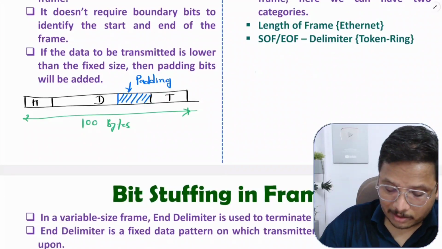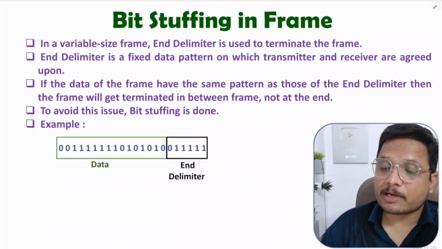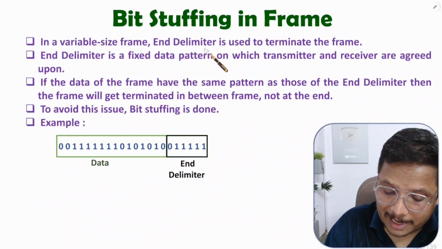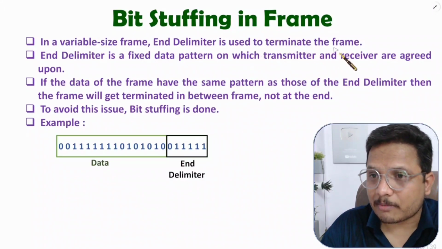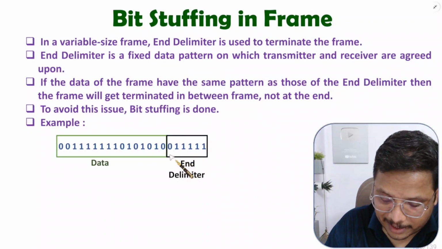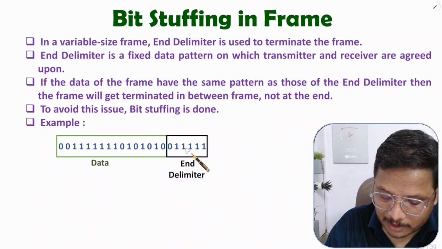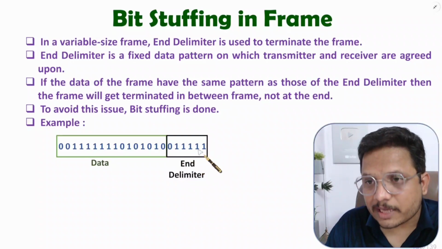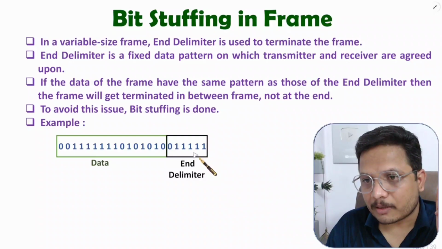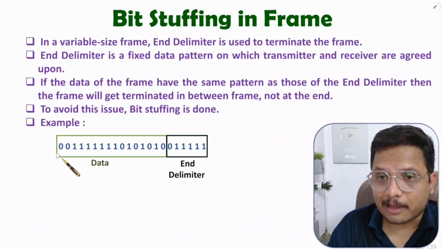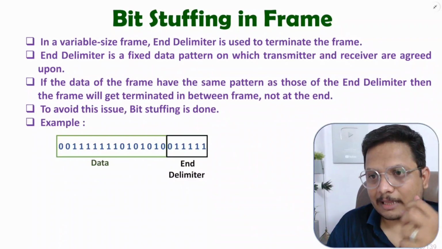Right? Now first of all you need to understand what the problem is. In a variable size frame, the end delimiter is used to terminate the frame. You can observe here the end delimiter that I have added. That is 0, 1, 1, 1, 1, 1, right? That is the end delimiter. This is what we are using to terminate the frame. Now what if this pattern comes in the data? Then there can be an issue.